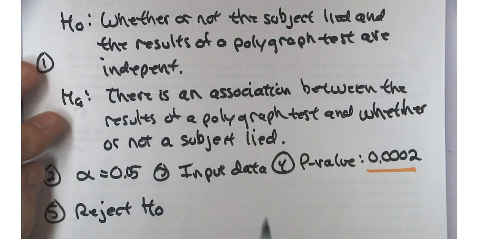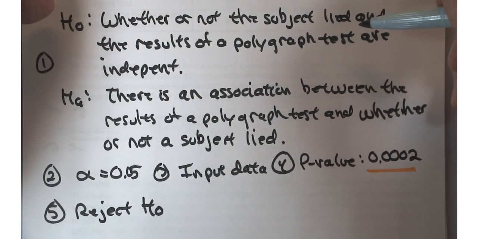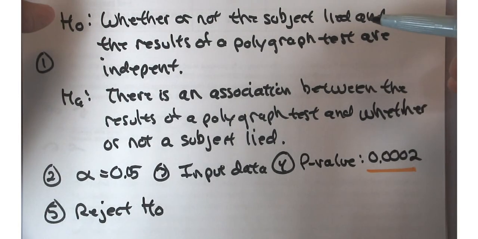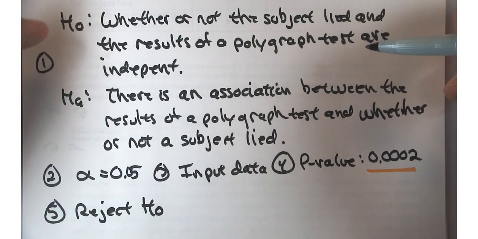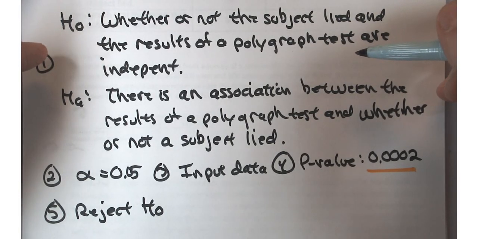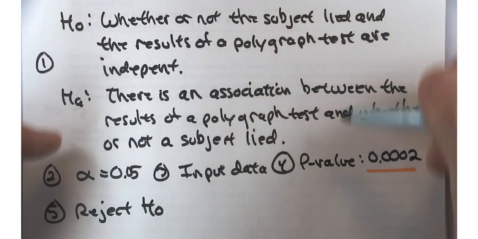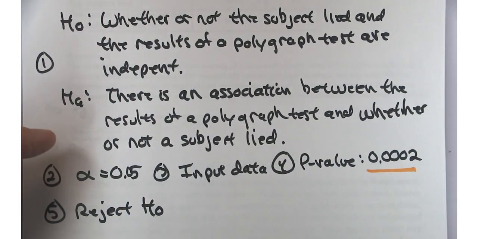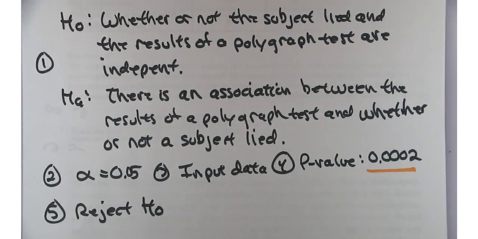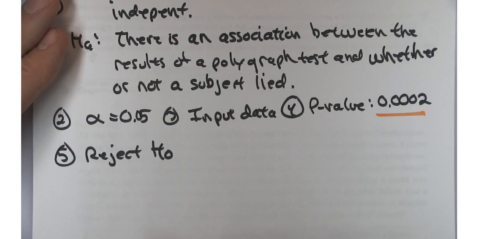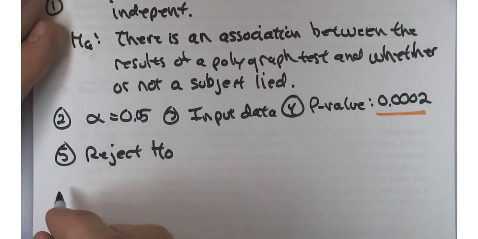So you could say there's sufficient data to reject the hypothesis that whether or not the subject lied and the results of a polygraph test are independent. That'd be fine. Or you could say the data support the conclusion that there's an association between the results of a polygraph test and whether or not the subject lied. Either one is fine. There's going to be some flexibility in what you choose here. I think I'm going to choose the latter of these.